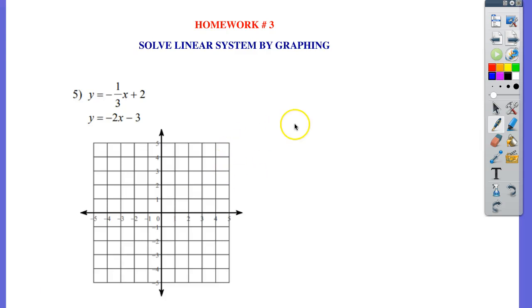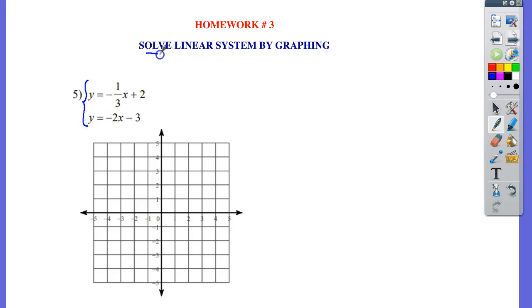Hello there. In this video, I will go over homework number 3, solve linear system by graphing. Okay, so we know a linear system is when you are given two linear equations. So here are your two linear equations.